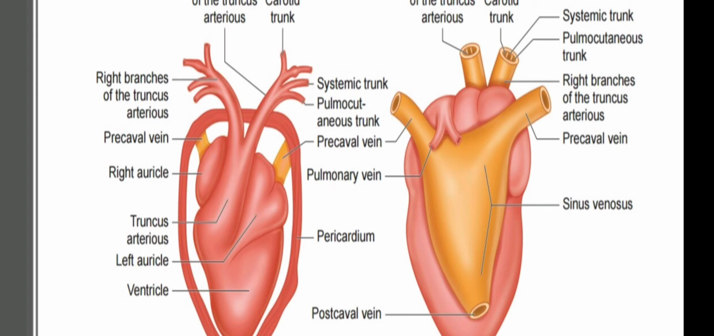Sinus venosus receives deoxygenated blood from the body parts by two anterior precaval veins and one postcaval vein. It delivers the blood into the right auricle. At the same time, the left auricle receives oxygenated blood through the pulmonary vein. Renal portal and hepatic portal systems are seen in the frog.